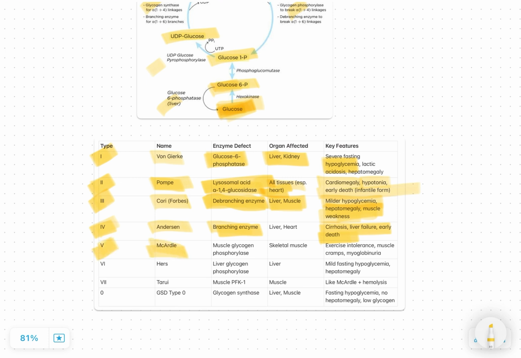The fifth is McArdle's disease. Here muscle glycogen phosphorylase is affected. The patient will have exercise intolerance, muscle cramps and myoglobinuria.